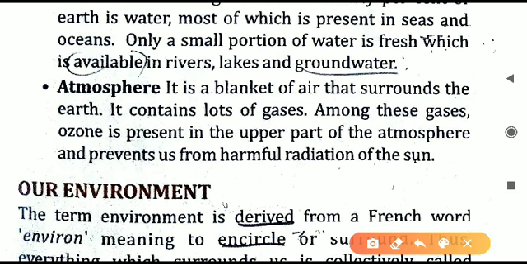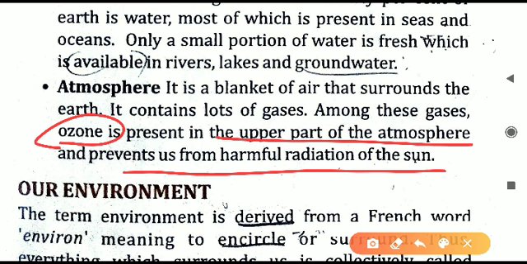So among these gases, ozone is also there, which is very important, and it is present in the upper atmosphere. It is doing what? It is preventing the harmful radiation of the sun. Which is that harmful radiation? That is UV, ultraviolet radiations are there, that are present in the solar radiations only.